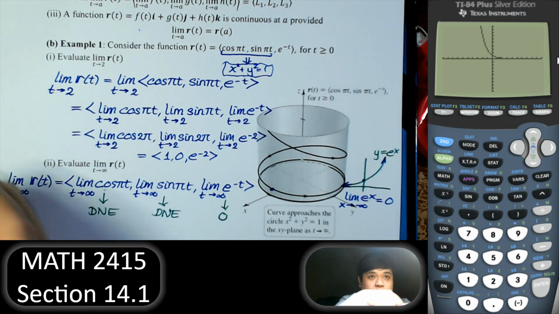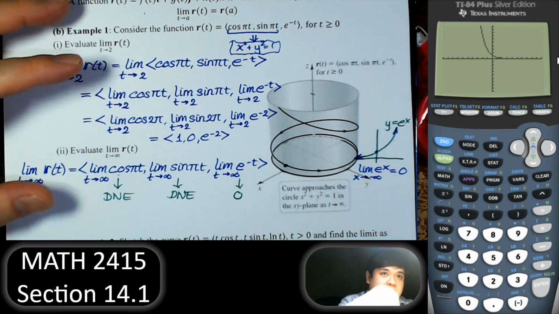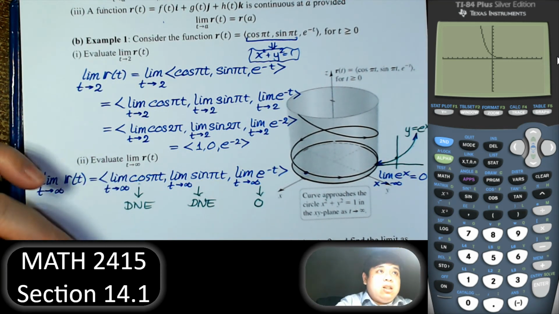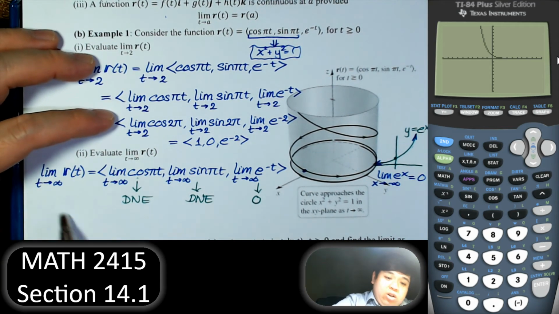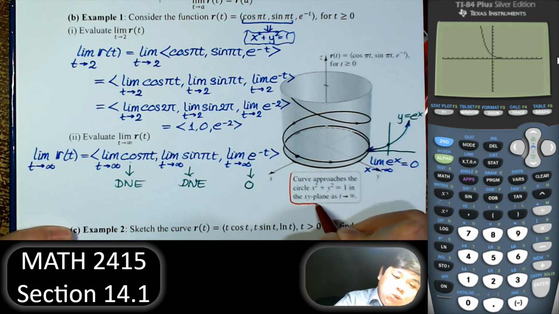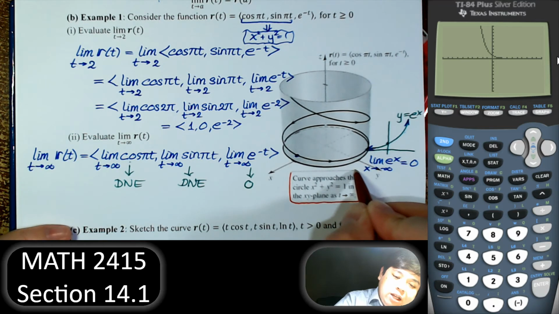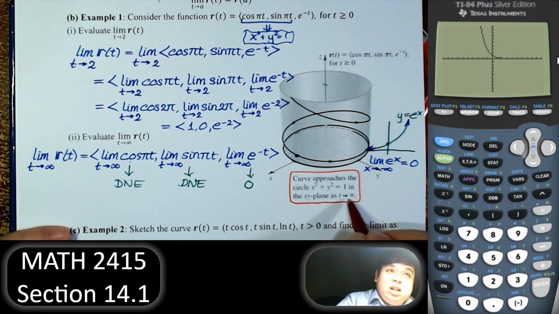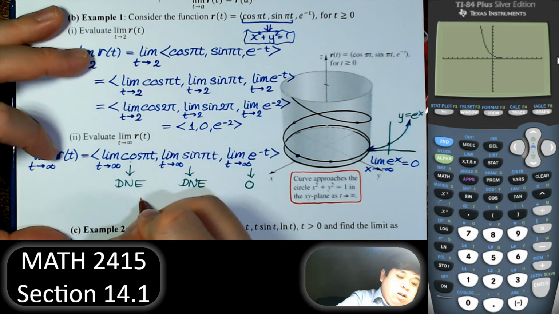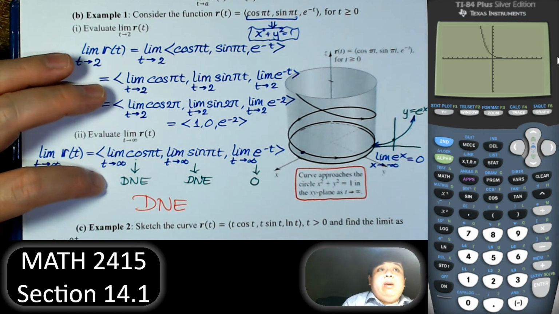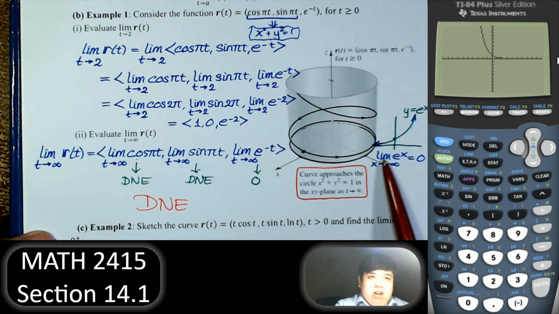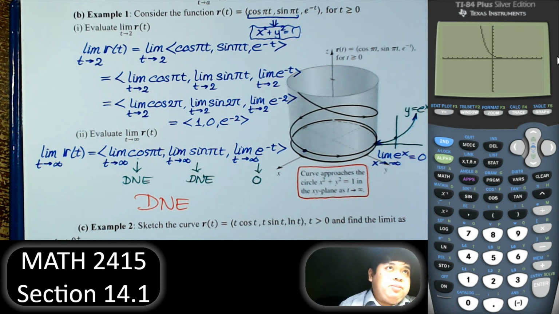Regardless of t increasing, it will just go around the circle. When they have the z component, then we have different altitude, different height. But if the height is 0, we just stay on the circle. That's why we say the curve approaches the circle x squared plus y squared equal to 1 in the xy plane as t goes to infinity. However, if we ask for the limit of this function, we still say it does not exist because one of them does not exist. But even though it does not exist, we know it will be on the unit circle on the xy plane.